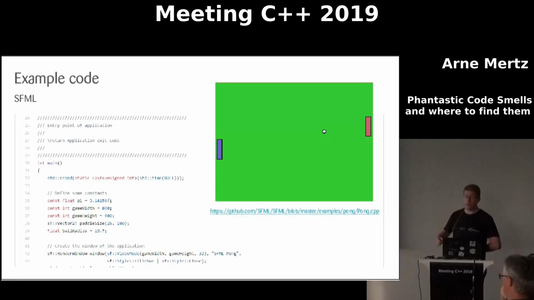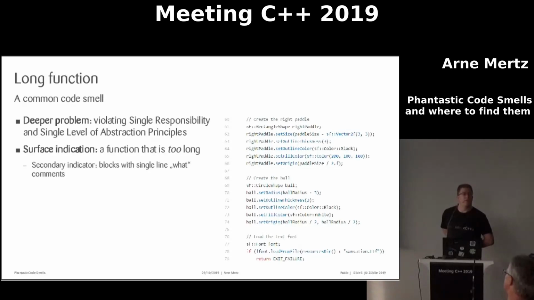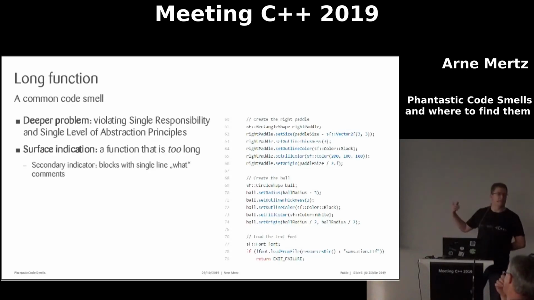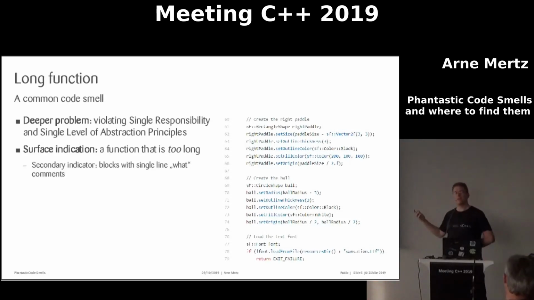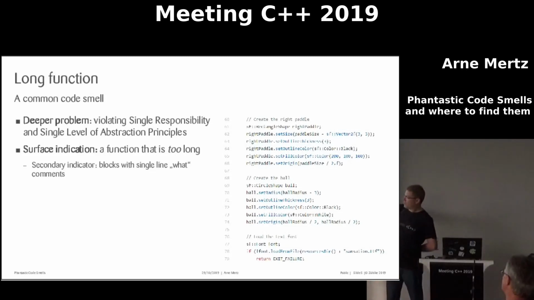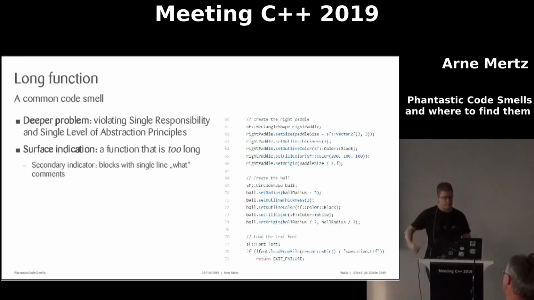So the first code smell, which is a really common one, is the long function. As I said, code smells are surface indicators, so the surface indication is that it is a long function. What we also have really often is these blocks of code, like here we create a ball and set some properties on it, and here we create a rectangle and we load a text font, and you have blocks of code with an explaining comment above what is going on in the next lines of code.